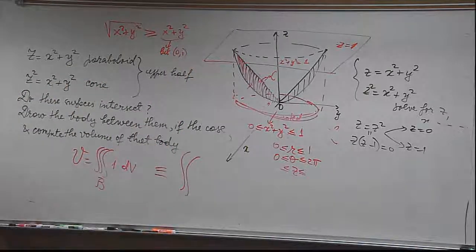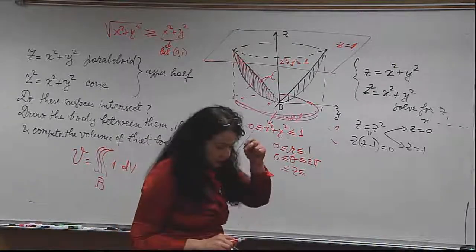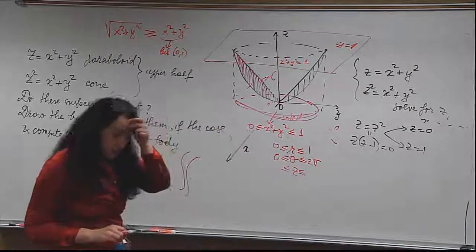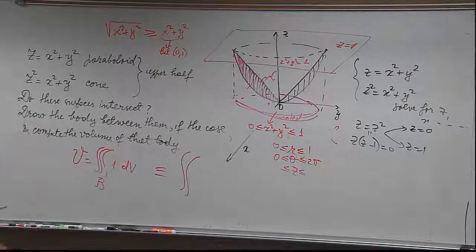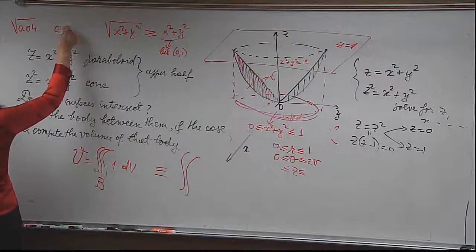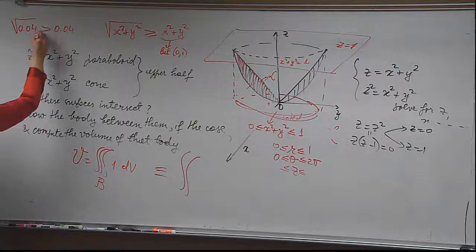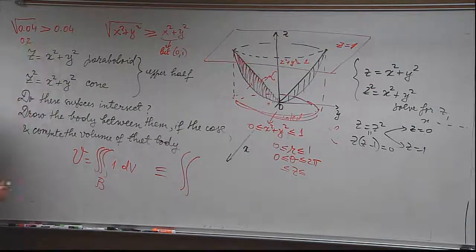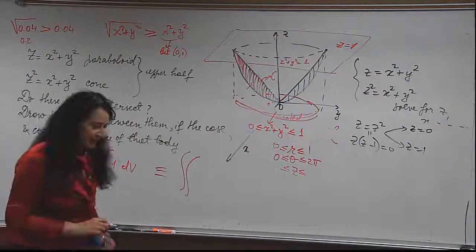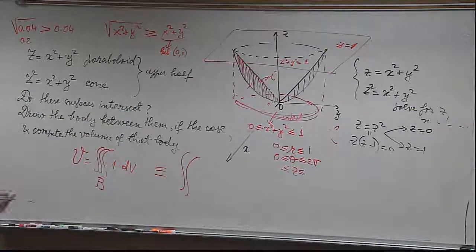Okay? So, I was trying to explain this to my son, but I couldn't, but he's 10. It's so hard. So I said, compare the square root of 0.04 with 0.04. This is smaller, obviously. This is 0.2. He can understand. So, okay?